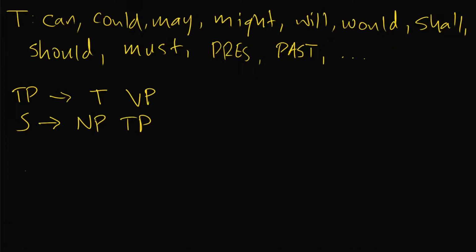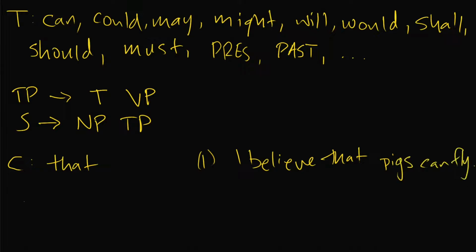We also recently added the category C to our grammar for complementizer, and so far I believe the only thing that we have in this category is that, as in I believe that pigs can fly. And this comes in our CP rule, where the complementizer takes a complement that's a full sentence.